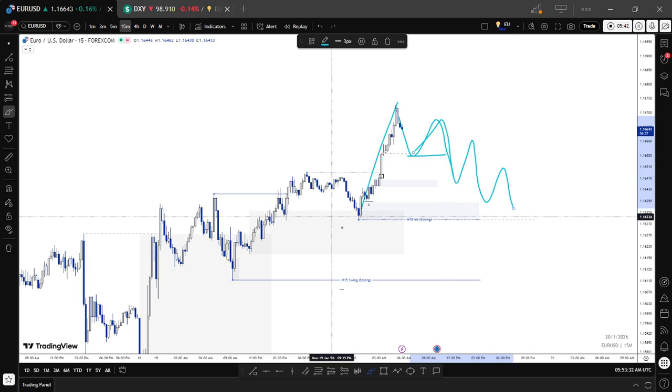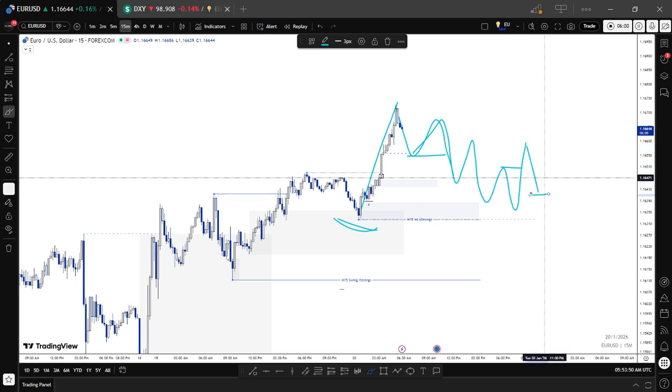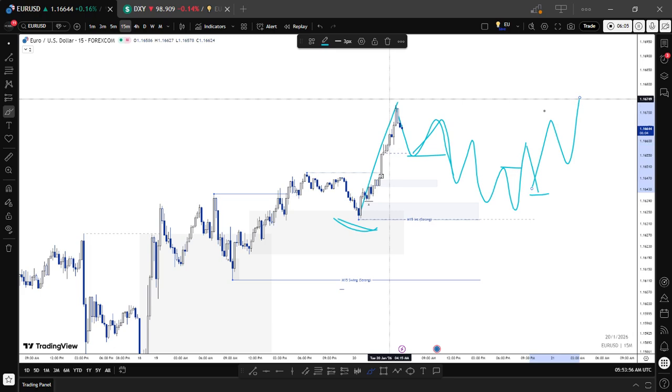I'll be expecting this 4-hour fractal low, this M15 internal low, which I've marked currently as my M15 strong internal low, is the 4-hour fractal low. So if price pulls back to this low, then we get an internal BOS. Then I'll be happy to catch these higher lows, targeting the weekly swing high.